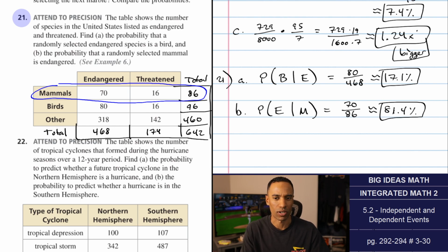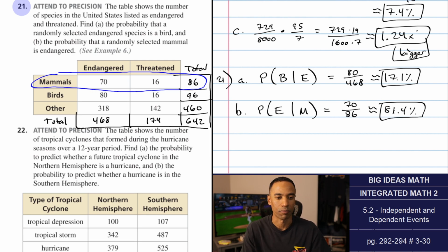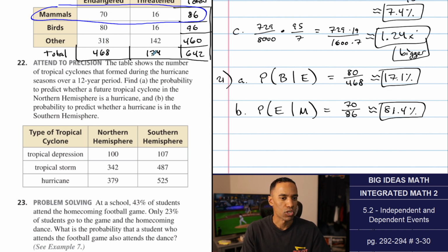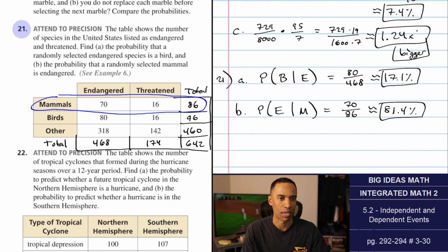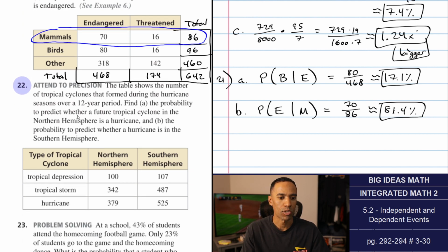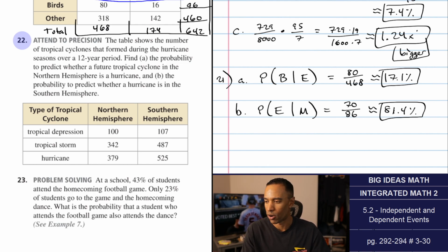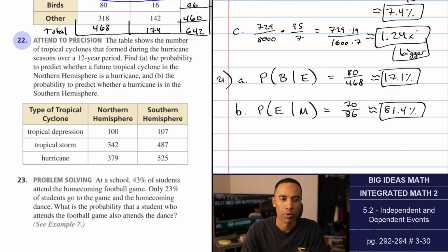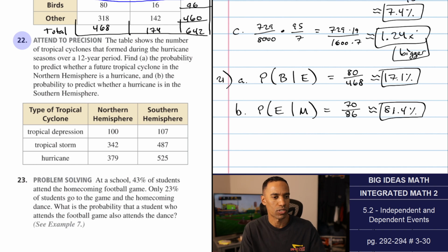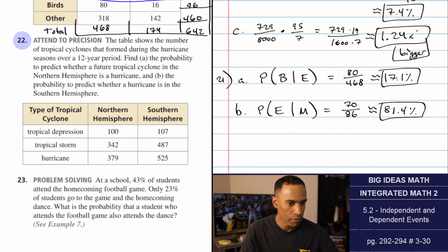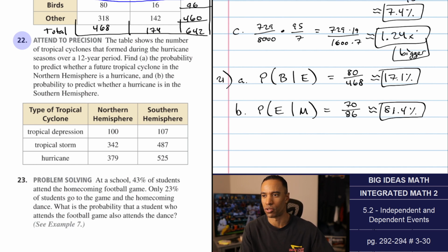So I think I'm just going to make sure to do that each time from here on out. All right, maybe I won't write the totals this time, but I'll add them up when I need to for number 22 because it seems like the same kind of problem as number 21. All right, number 22. The table shows the number of tropical cyclones that formed during the hurricane seasons over a 12-year period. Find the probability to predict whether a future tropical cyclone in the northern hemisphere is a hurricane, and the probability to predict whether a hurricane is in the southern hemisphere.